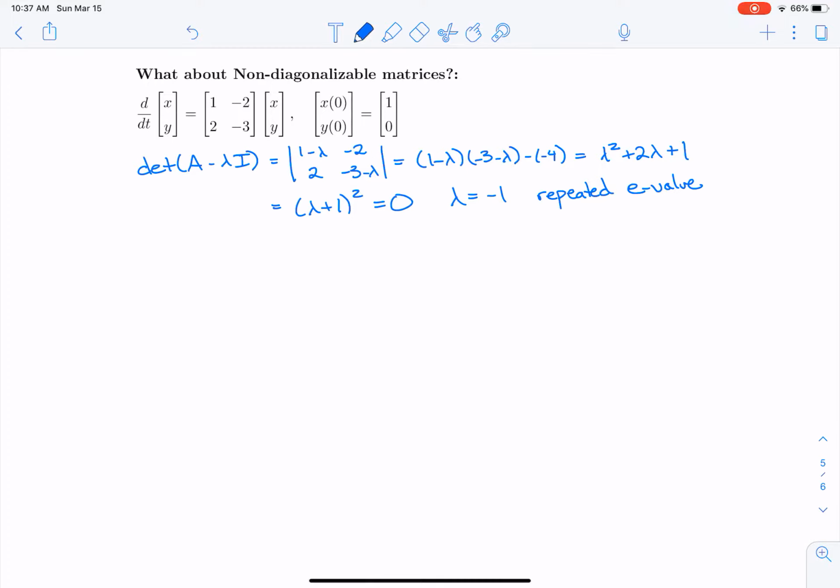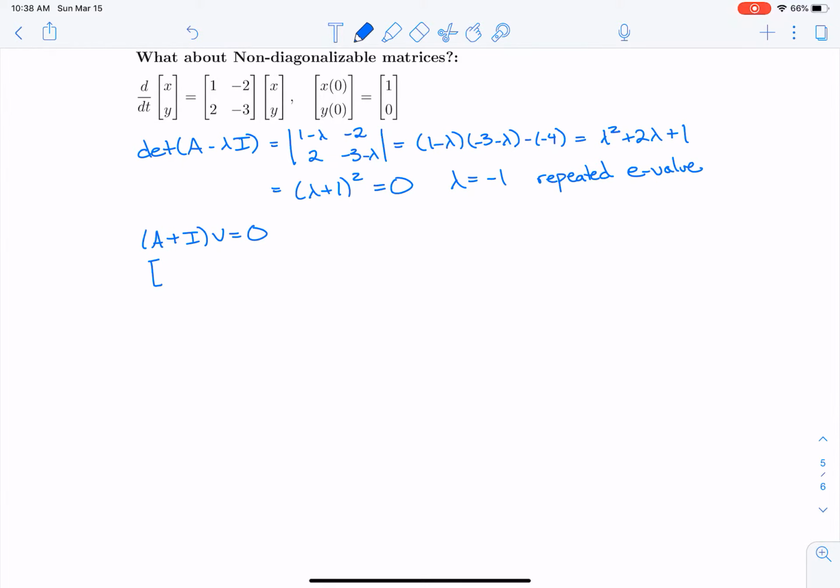Okay, so let's figure out what the eigenvector that goes with it is. We're going to solve (A plus I) times v equals 0. When we subtract negative 1, we get the matrix [2, -2; 2, -2], with the right-hand side of 0, 0. Of course, the second row is the same as the first, so when I row reduce, it becomes a row of zeros. At this point, I can see that the only eigenvector is (1, 1).